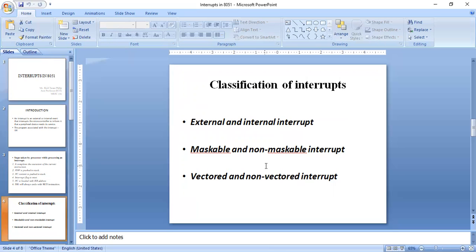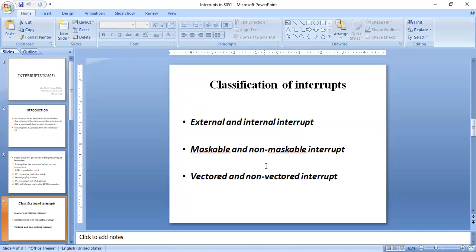Then internal interrupts. Some internal peripherals are there in the microcontroller, like timers and the serial controller. If those peripherals are activated, these are internal interrupts. Second classification: maskable and non-maskable interrupts. Maskable interrupt means the microcontroller can disable the interrupt using the program. That is known as maskable.